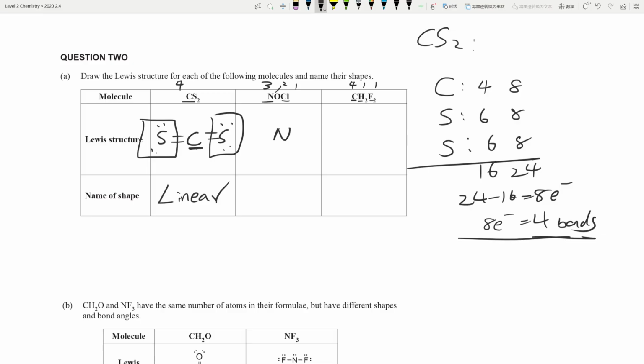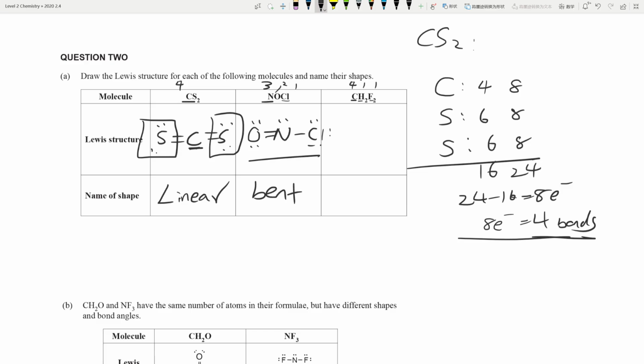Okay, so NOCl will look like this. That looks ugly. Let me draw it like this. NOCl. That's 1, 2, 3, 4. And this is also not linear. This is a bent shape.